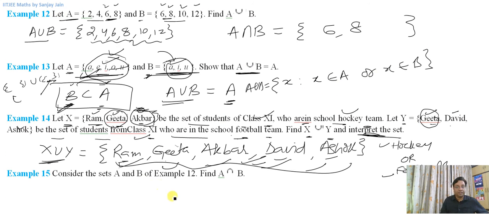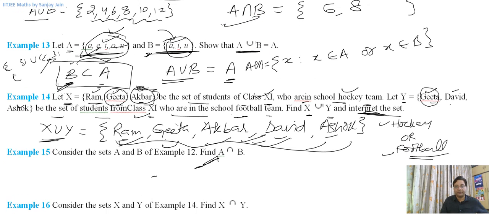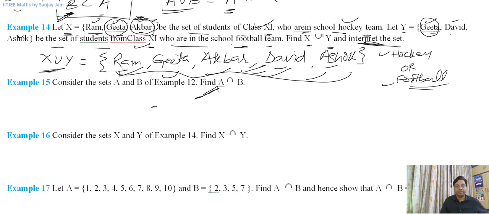Okay, we have already done this part, A intersection B, for example 12, right? We already took care of that. Example 14, if I want X intersection Y, we know that the player that plays both the games is Geeta. Geeta and Ram. Okay. No, let me check. Only Geeta. All right. So this is the intersection of X and Y.